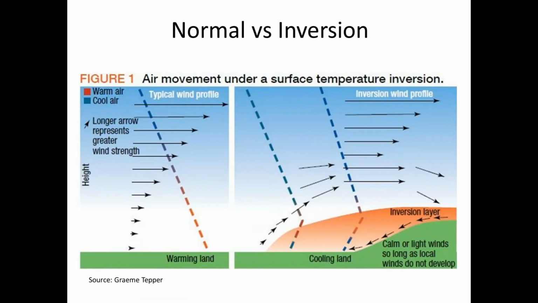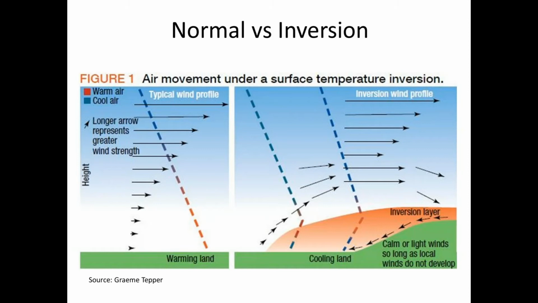In that book by Graham Tepper, there's a pretty good diagram that explains the difference between day and inversion conditions. On the left of this diagram, we have the normal daytime conditions, where we've got warm ground at the surface. Those arrows show wind speed increasing with height, and that red and blue line is showing air temperature: warmer close to the ground and getting cooler with height. So that's normal conditions when the sun's up during the day.